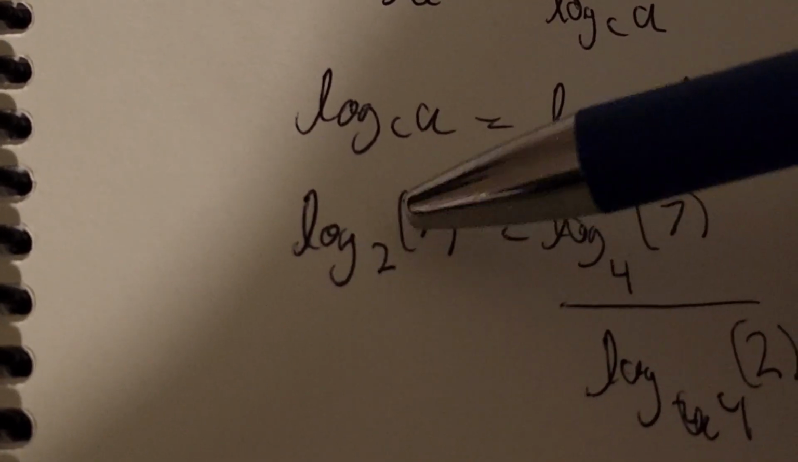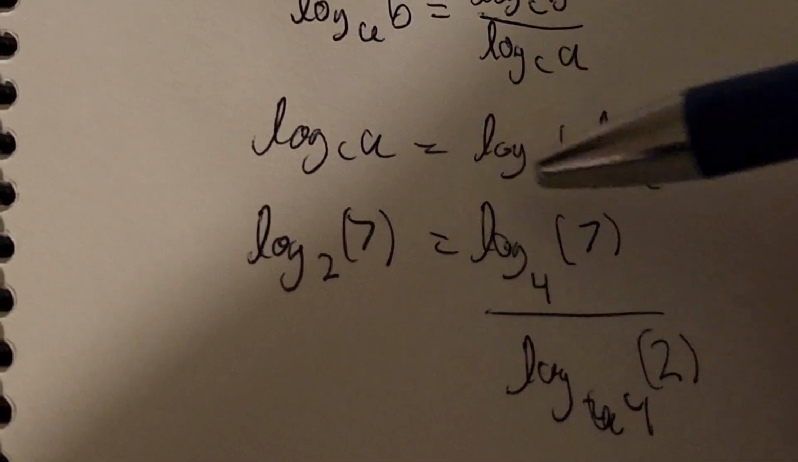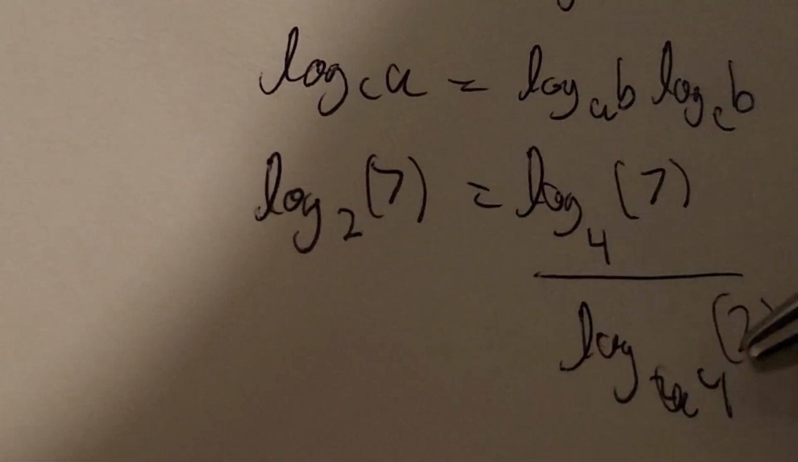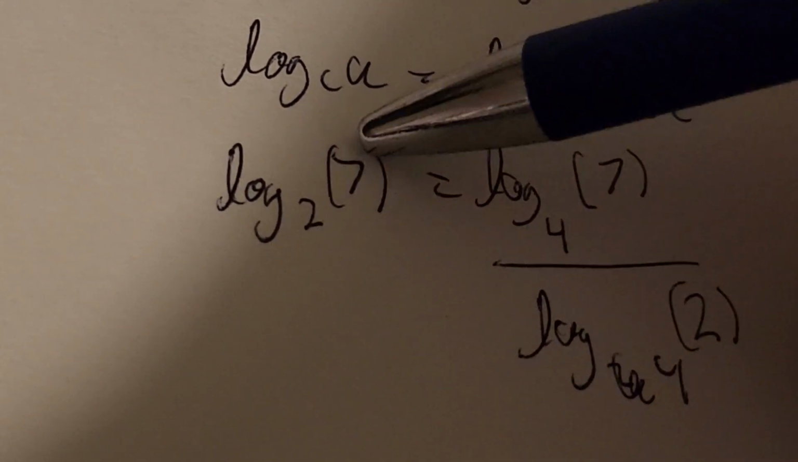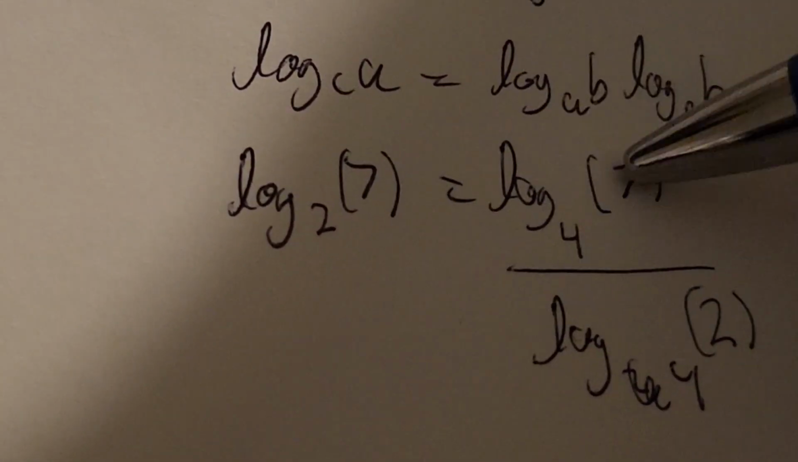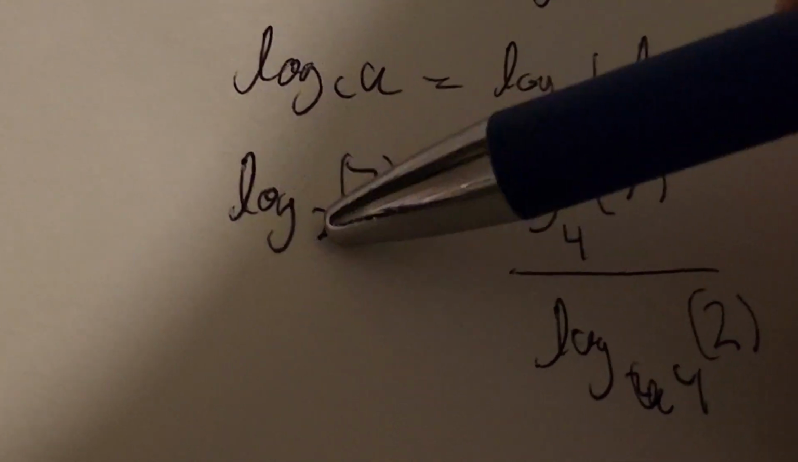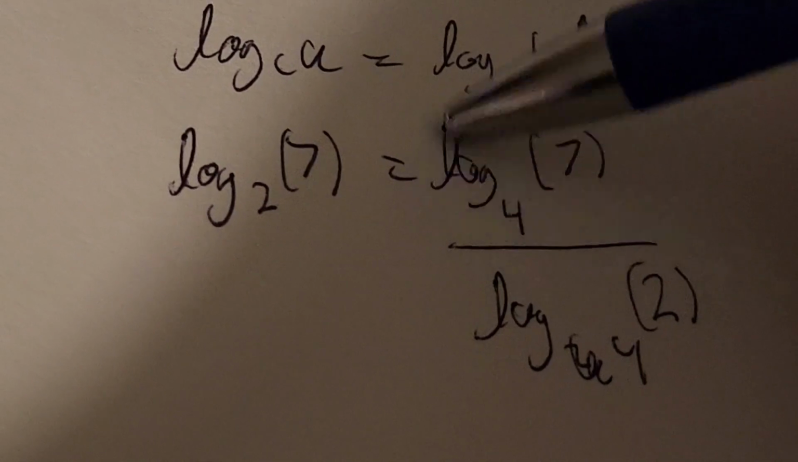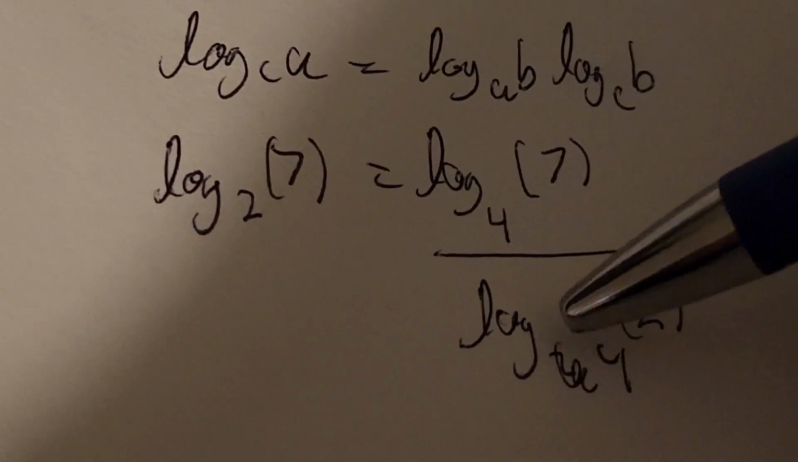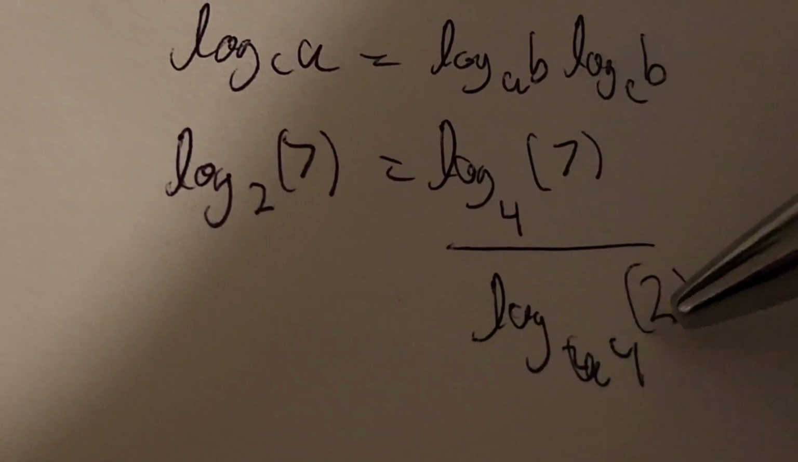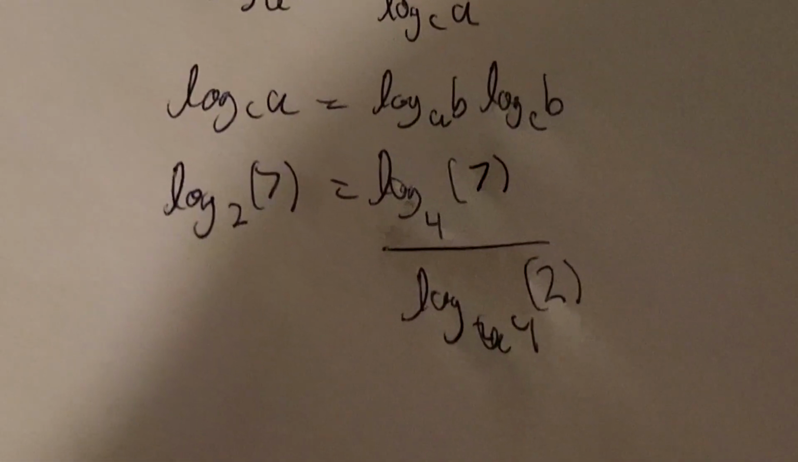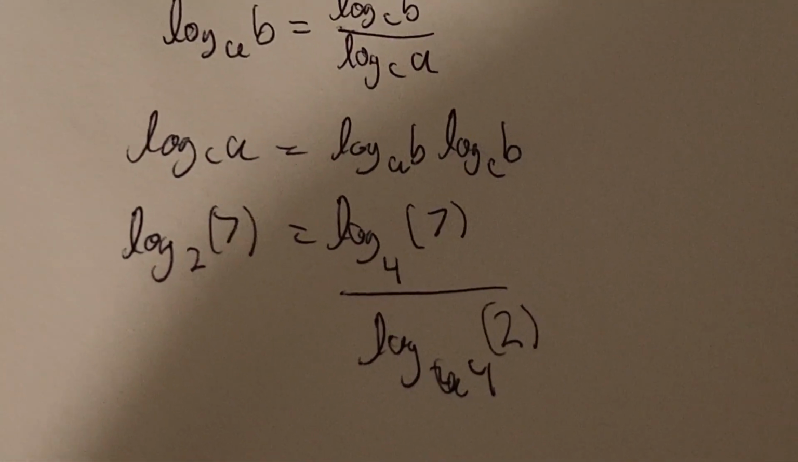So now, I'm just going to rewrite it. This 7 is going to go on top, and the base is going to go on the bottom. So the subject, which is 7, goes on the top, and the base goes on the bottom. That's it. Then I rewrite it as log base any number of 7, divided by log base any number of 2. Does this make sense? So just do a lot of practice and you'll get used to it.